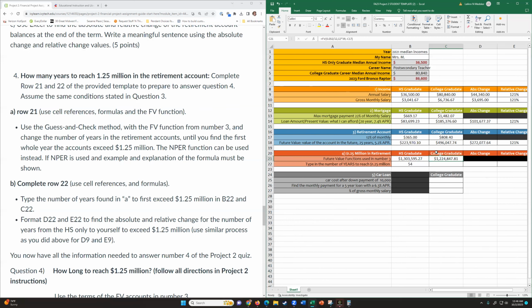So we weren't quite at 1.25, so I need to go back up to that 40 years. Notice it only took me 40 years to make 1.25 million in my retirement account if I was making this much annually compared to this.